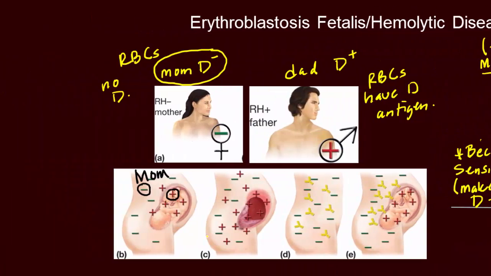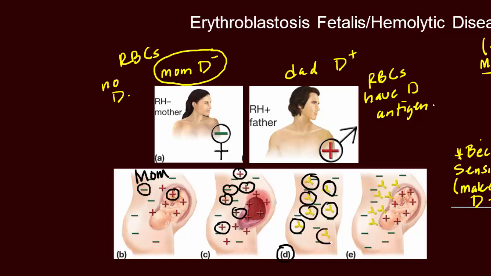And what that shows is over here in picture C, this is what we see. So the baby's red blood cells get into mom's system, and mom sees those positive D antigens as foreign. Baby is born, baby's fine. However, we can see in picture D, mom now has made D antibodies. So she has D antibodies now flowing through her blood and in her system.